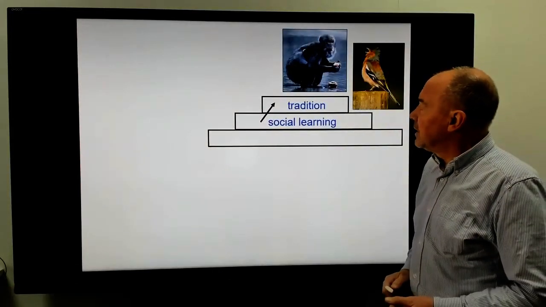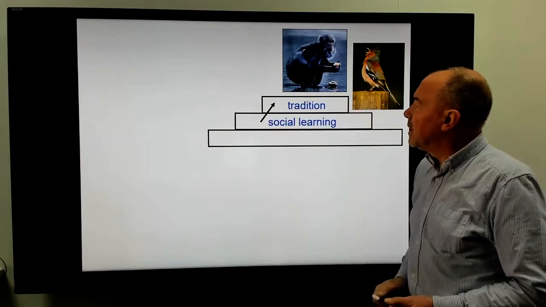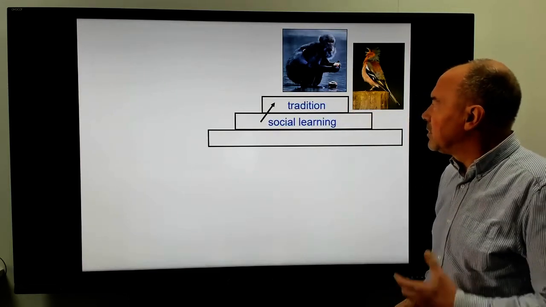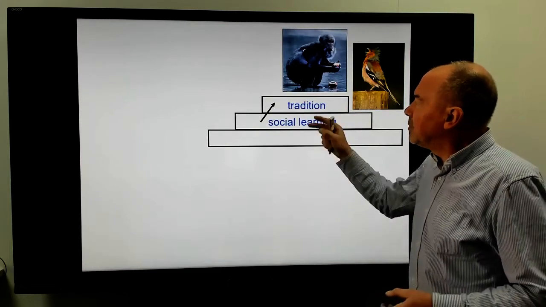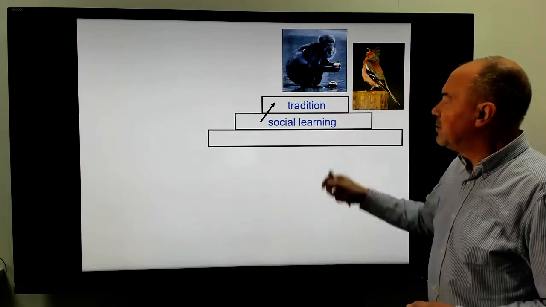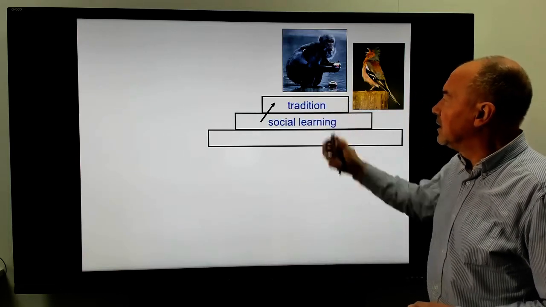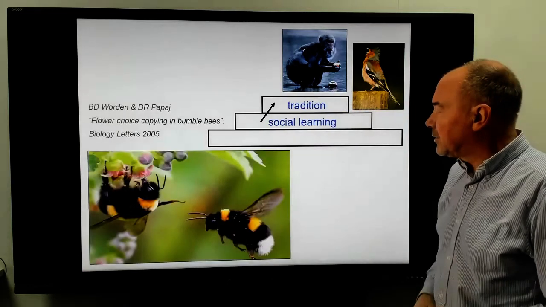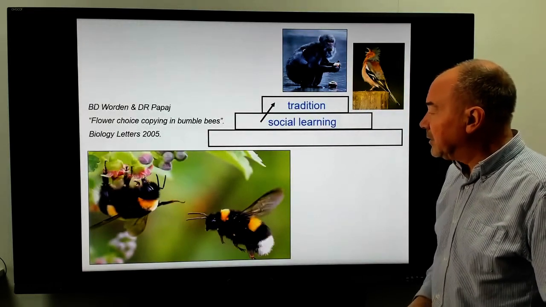So that's social learning and what it may lead to, tradition. But I say may lead to, that's the point of this stepped pyramid here. Not all social learning leads to tradition. You can illustrate that by now bringing in another species, bumblebees.